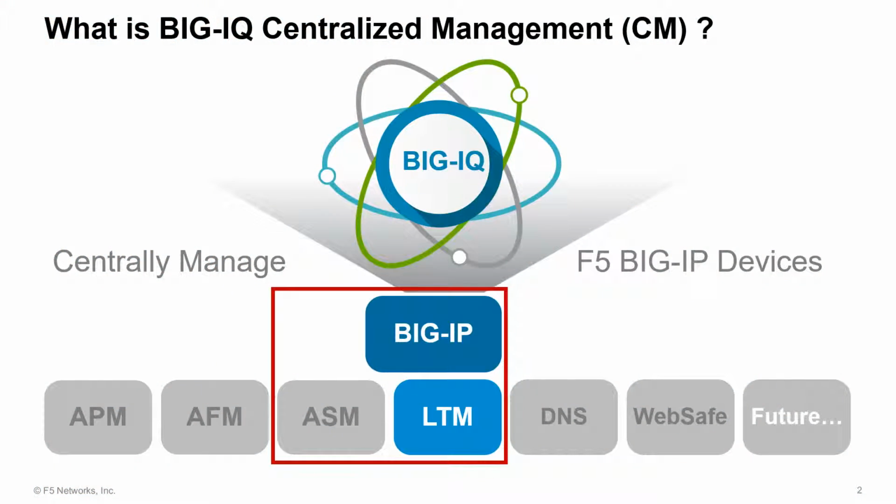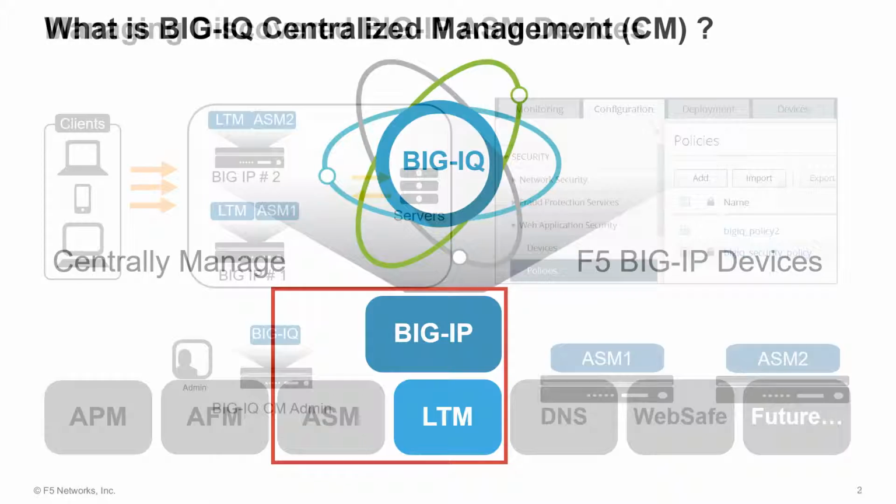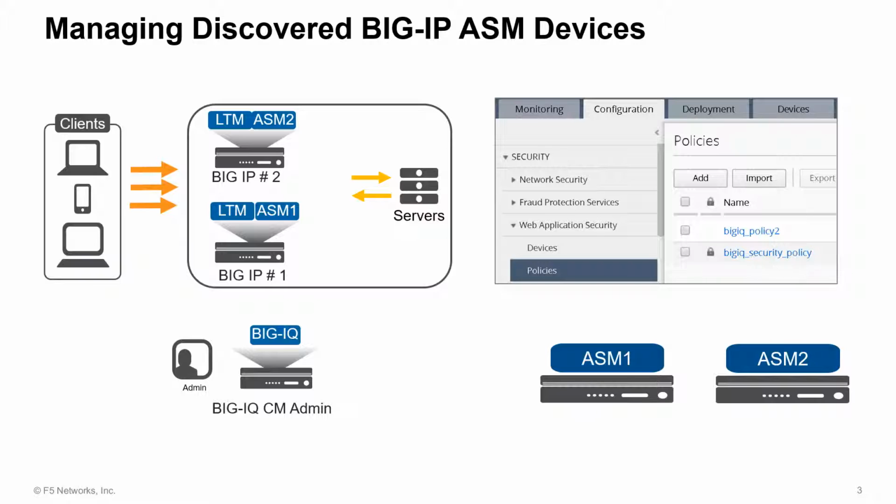AVR, LTM, and ASM must be licensed and provisioned on the BIG-IP device. The left side of the diagram shows a typical setup of BIG-IQ and BIG-IP ASM. An administrator may have several BIG-IP ASM devices or virtual editions in the network. Rather than logging into the configuration utility on each device separately, BIG-IQ can pull and update ASM configuration data from a device and then edit and replace it on the original device or duplicate the data to another ASM device.